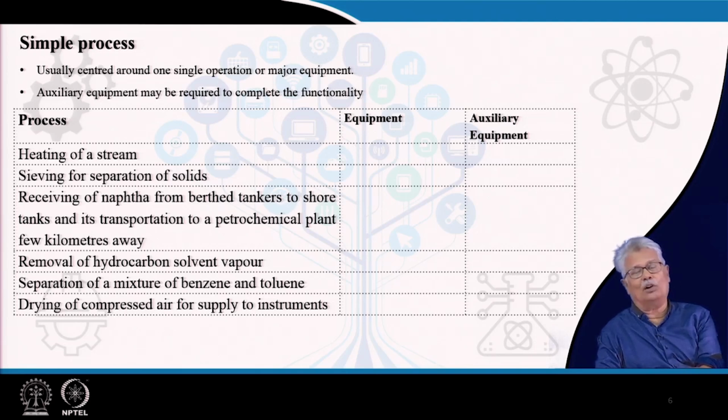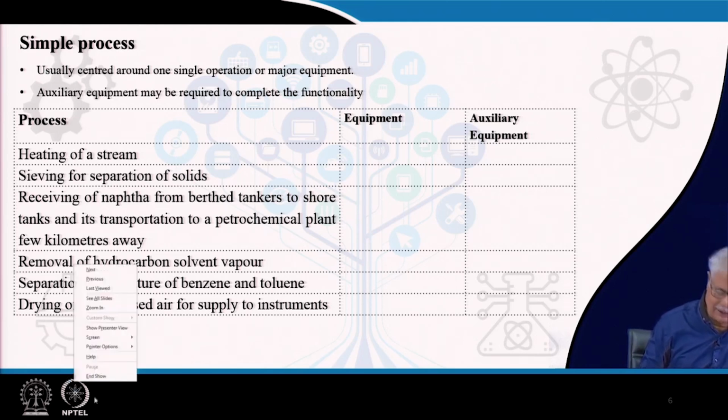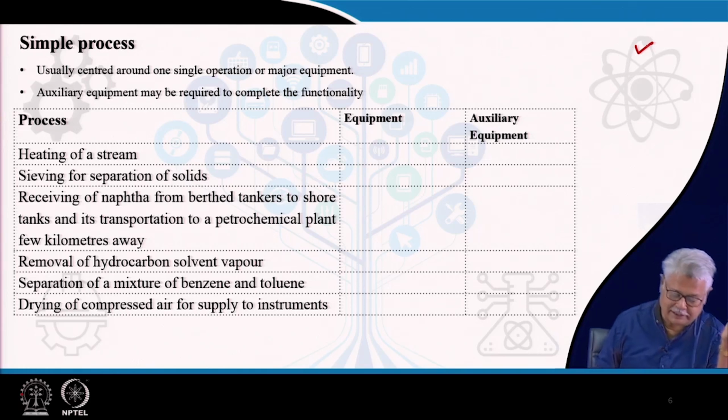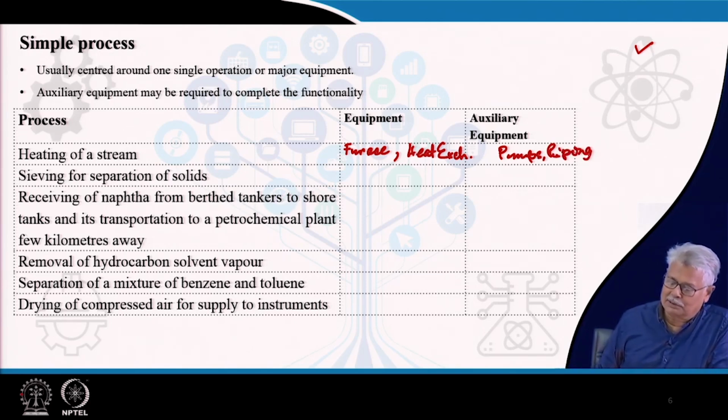Now, since all of these are processes and all of these processes work around specific steps or specific equipment, let us try to identify the different equipment and auxiliary equipment involved. The first thing is heating of a stream. The major equipment in this particular case could be furnace, or it could be a heat exchanger also. In order that the stream is flowing, we got to have auxiliary equipment. For example, we need to have the pumps and we need to have the piping. So, you definitely will be appreciating at this particular point that your process will consist of equipment as well as auxiliary equipment.